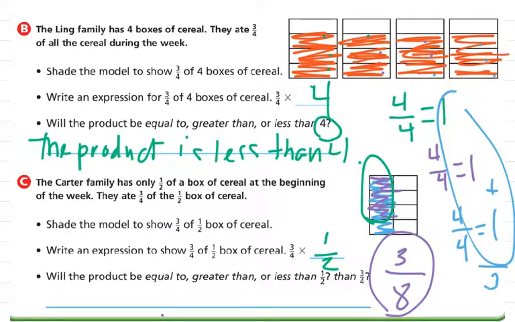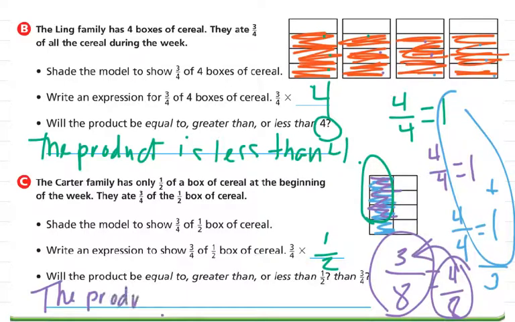Now, it says, will the product be equal to, greater than, or less than a half? Boys and girls, we know that half of 8 would be 4, and we have less than that. We only have 3/8. So we would say the product will be less than either factor.